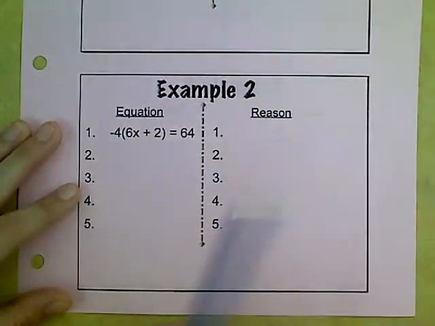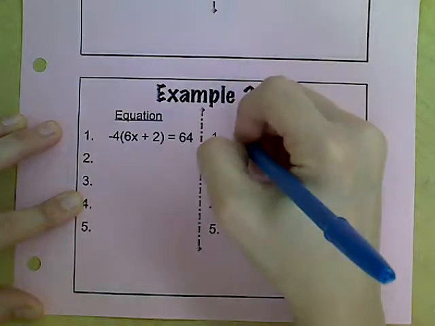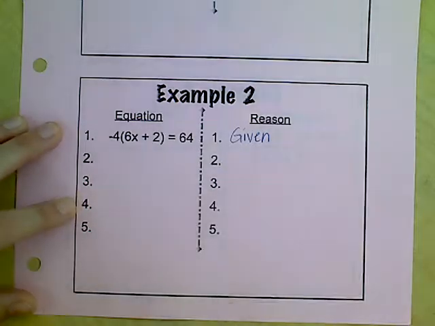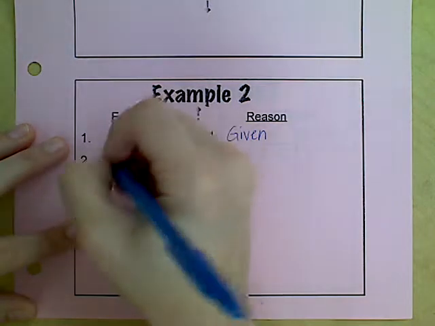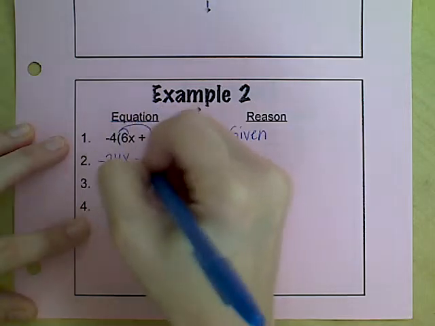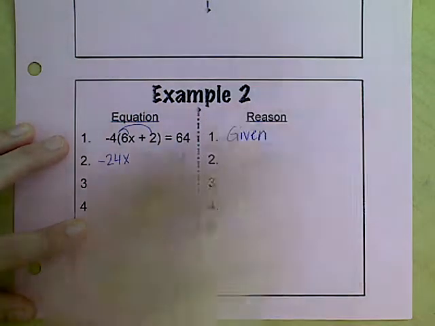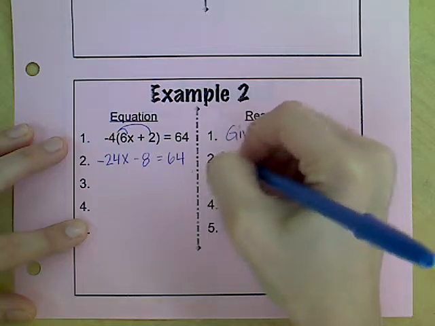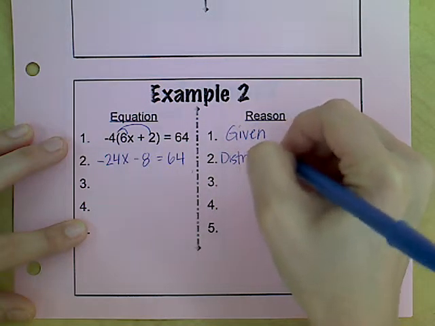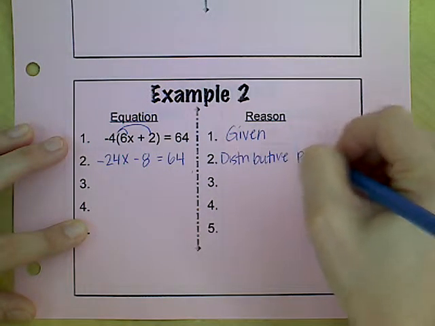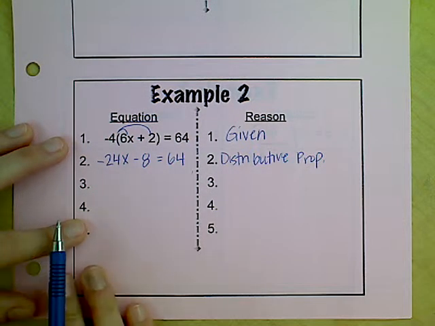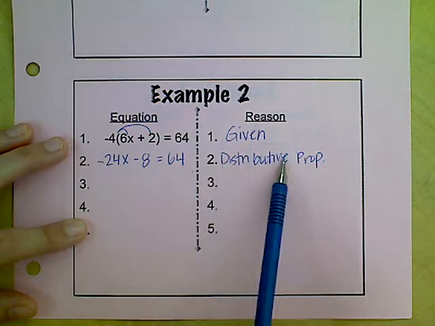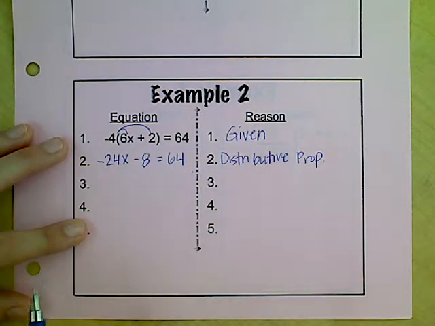If we go to the next example, you can see from the beginning, I have my given equation, so your first step is always given, and I need to distribute first. So I get negative 24x minus 8 equals 64, and that is by the distributive property. I'm okay with you putting PROP for property instead of writing it out every time, but I do want you to at least write out distributive, addition, subtraction, things like that.